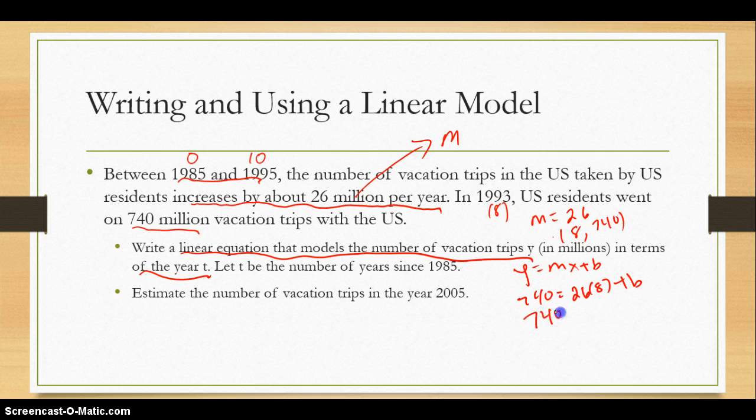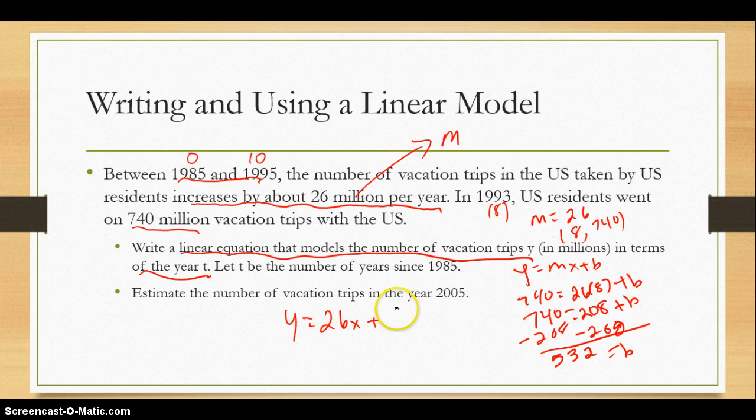So 740 equals 26 times 8, I believe that's 208, plus b. Subtract 208. Subtract 208. And b equals 532. So our equation now is y equals 26x plus 532.